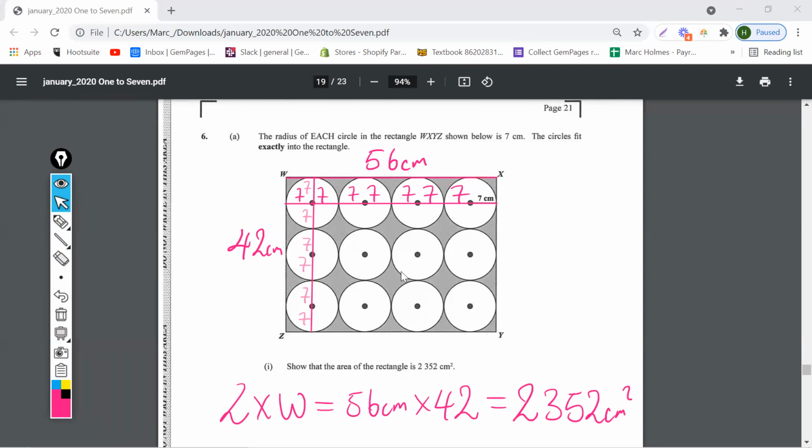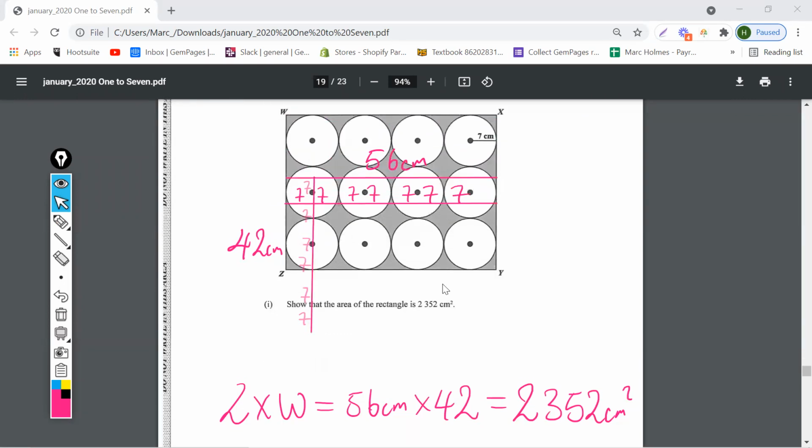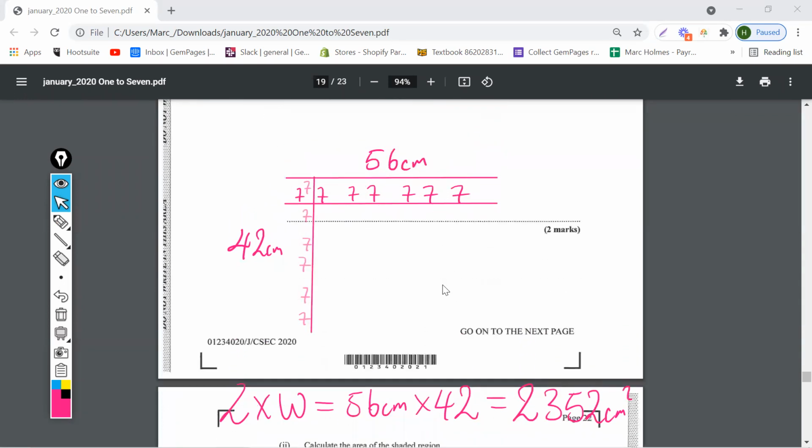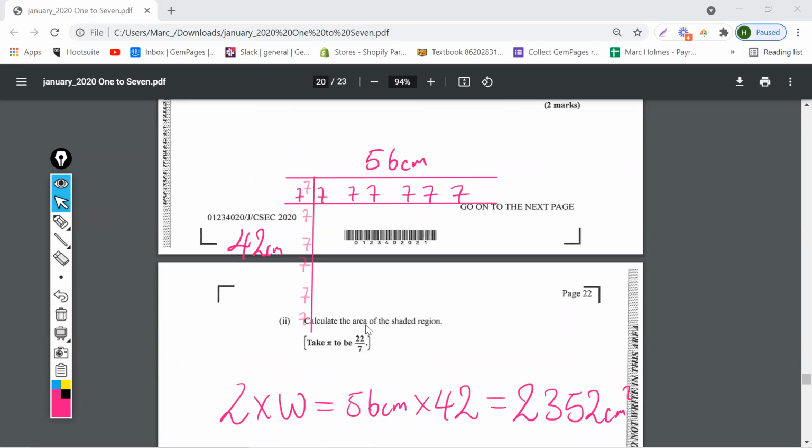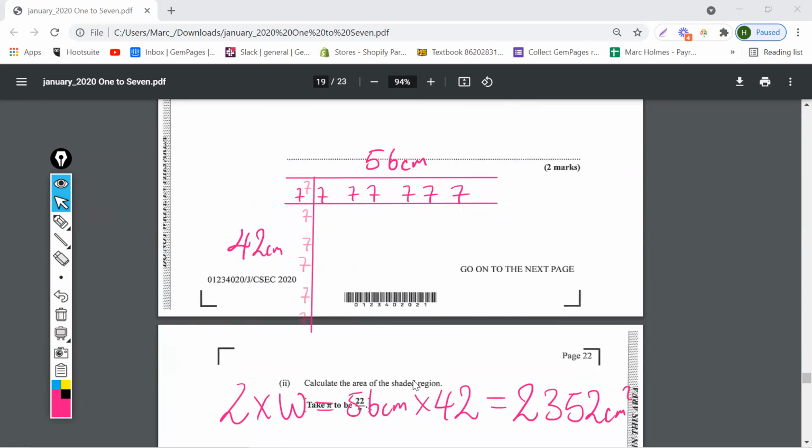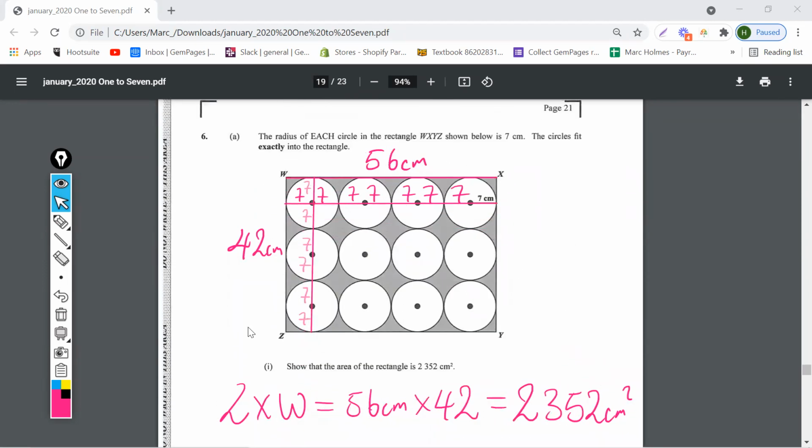I think this may have been one of the easiest parts on the paper, in my opinion. I think it's really easy. So you get 2 marks for that, guys. And it says here, calculate the shaded region. So now, guys, we need to calculate the shaded region now. So it's kind of different now.